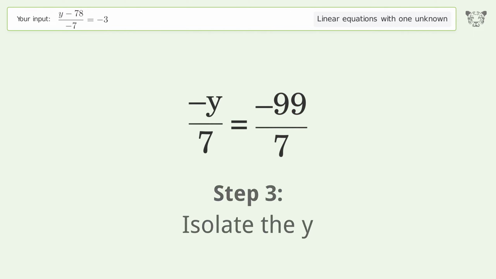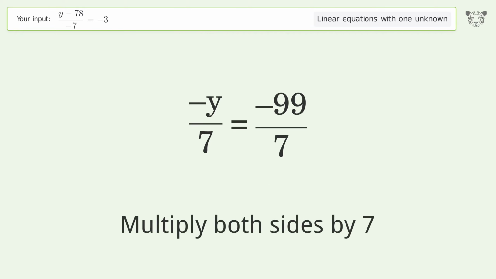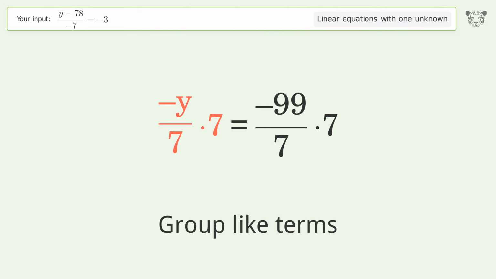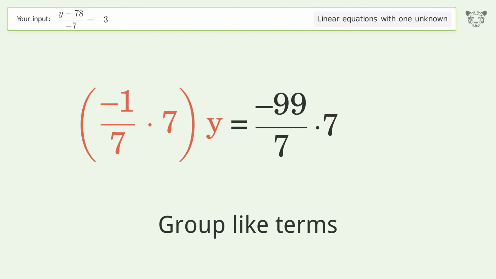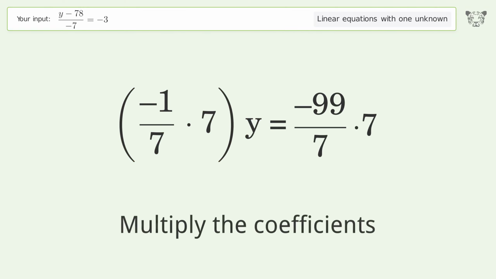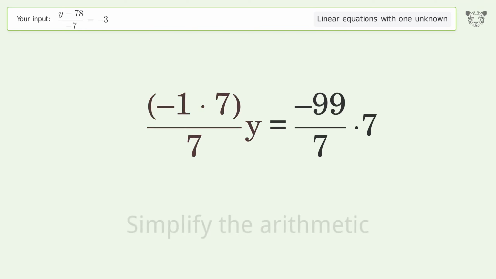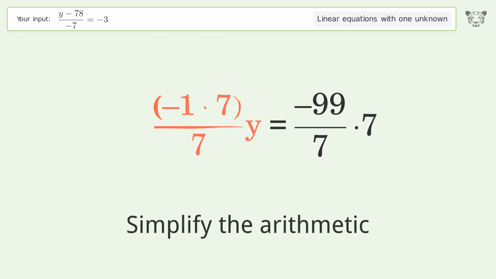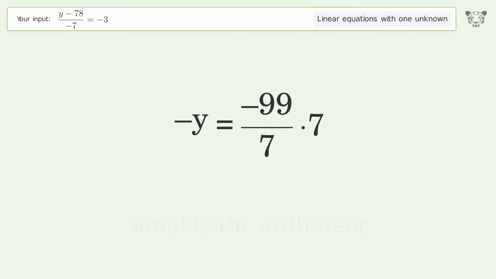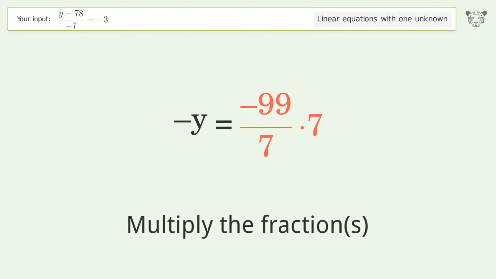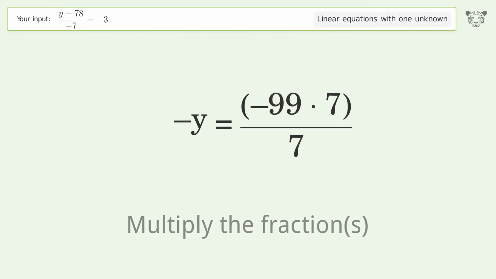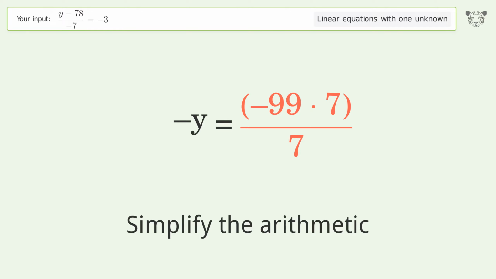Isolate the y. Multiply both sides by 7. Group like terms. Multiply the coefficients. Simplify the arithmetic. Multiply the fractions. Simplify the arithmetic.